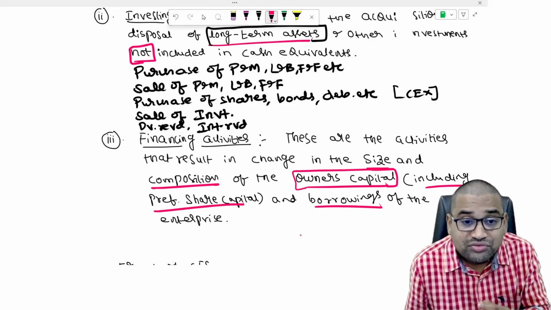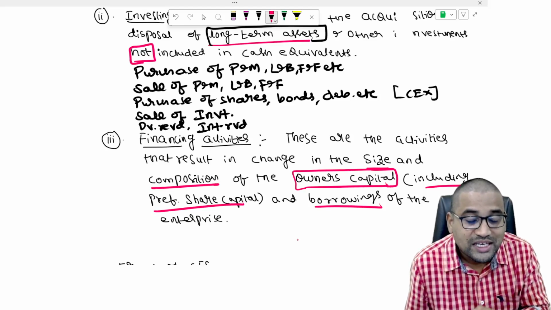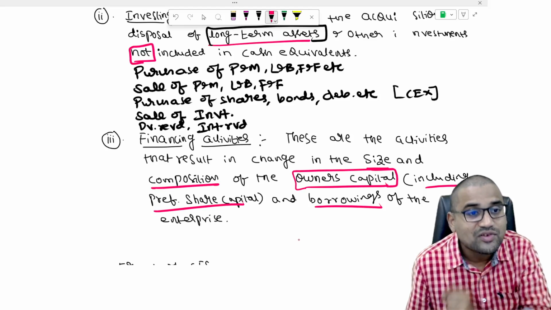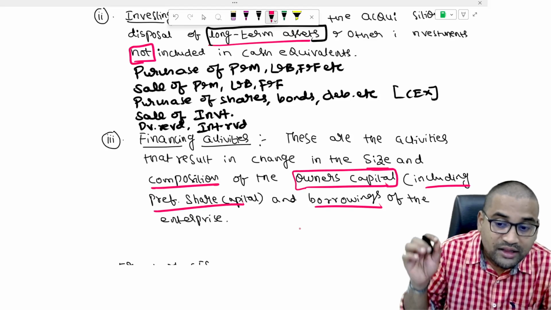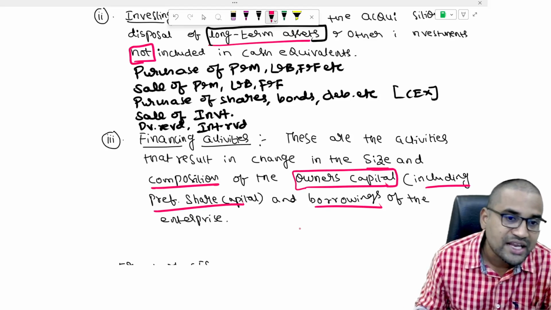Of course, if shares are issued for consideration other than cash, then they will not come in the cash flow statement, because even though it changes the capital, it does not involve cash. Now we are discussing only the cash flow statement. According to the cash flow statement, the item should involve cash. It has to be divided into three categories. The last one is financing activity.